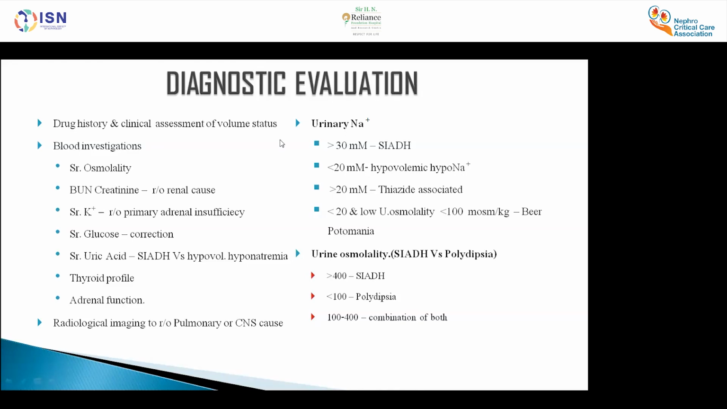And then the other investigation, that is urinary sodium, is particularly important because in SIADH it is characteristically more than 30 millimoles. And in hypovolemic hyponatremia, it will always be less than 20 because kidneys try to retain the sodium and water. In thiazide, it can be more than 20 millimoles. And in beer potomania, it is usually less than 20 with very low urine osmolarity of less than 100. So there often is confusion between SIADH versus polydipsia because both lead to increase in free water of the serum. So in SIADH, urine osmolality will be characteristically more than 400, whereas in polydipsia, it will be less than 100. But if it is between 100 to 400, it can be a combination of both also.